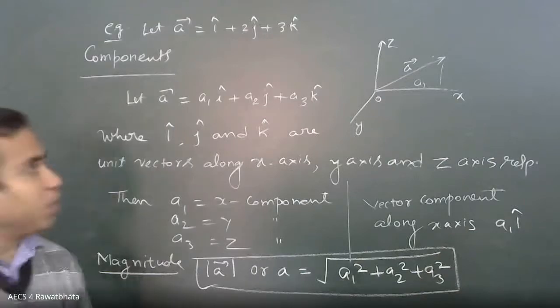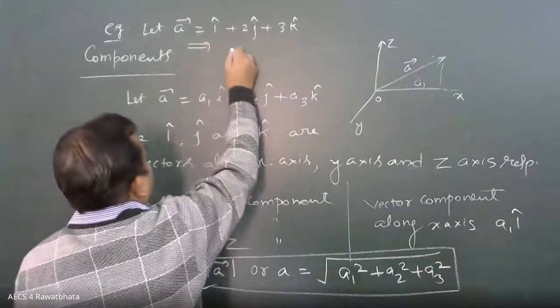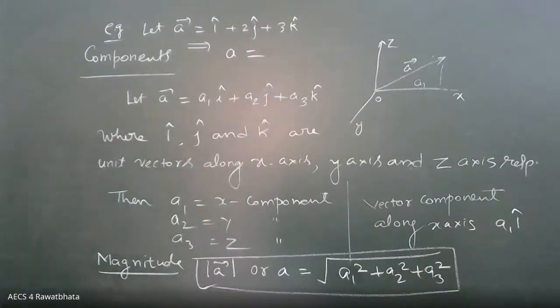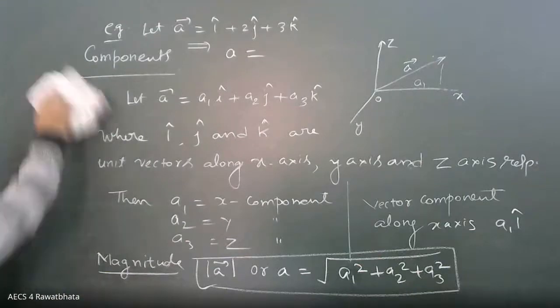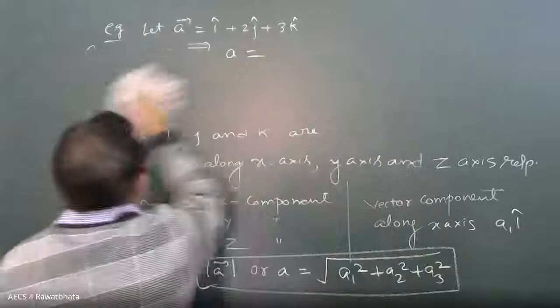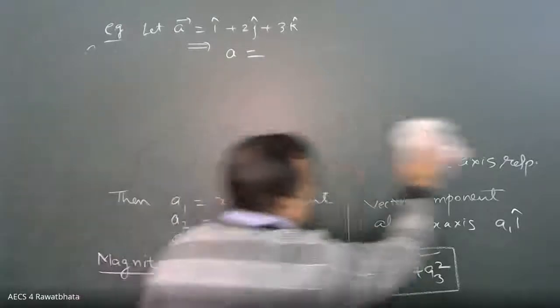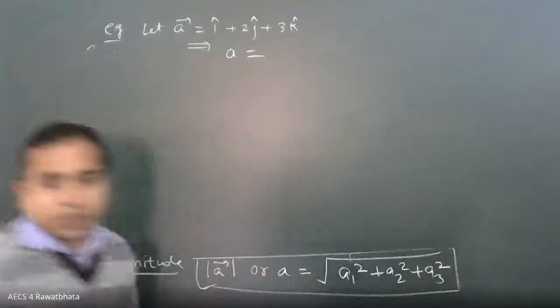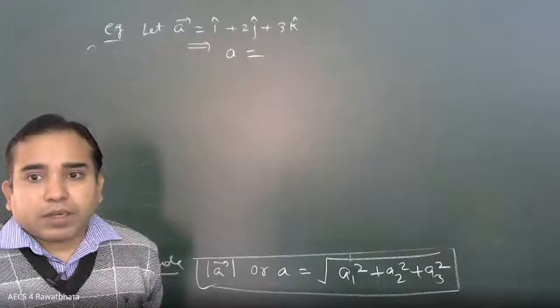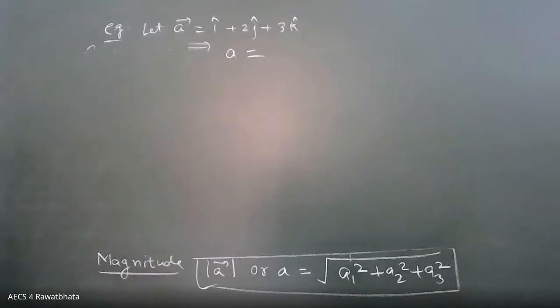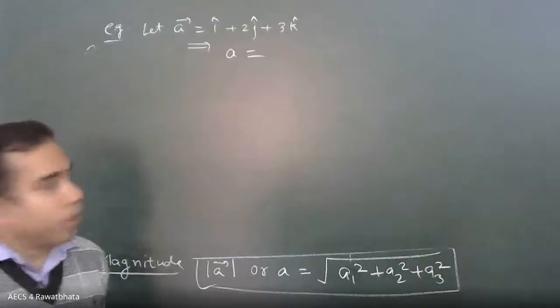Somebody tell me, Mohit Sharma, can you tell me what should be its magnitude? Mohit Sharma or Monisha Ghosh? Monisha and Mohit, are you there listening to me? Root 14. Yes. Are you Mohit? Yes, sir. Okay, Mohit. How much?